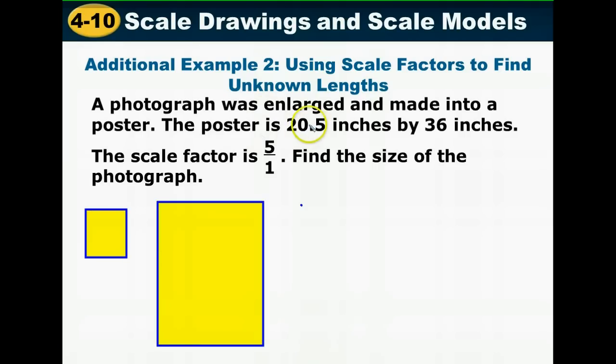Alright, and then they tell me that the poster is 20.5 inches by 36 inches. Now I knew it was enlarged. This picture here was enlarged. We need to find the dimensions of this one, the small actual photograph, which we do not know. We need to find x here and y here. We can just label the dimensions since we do not know them.